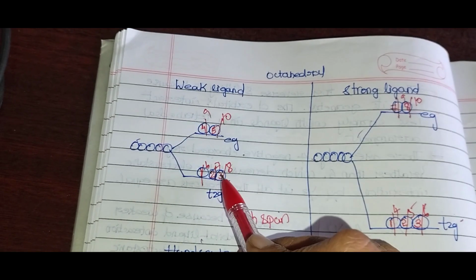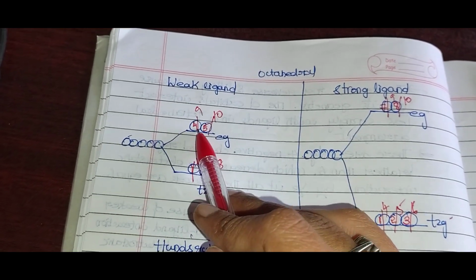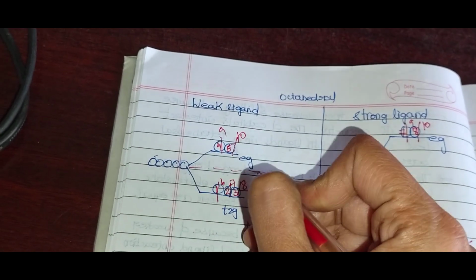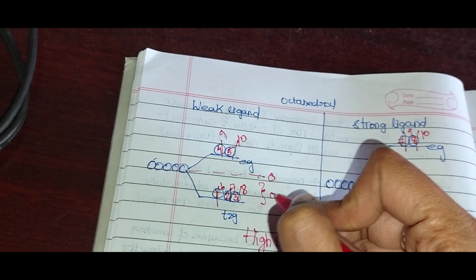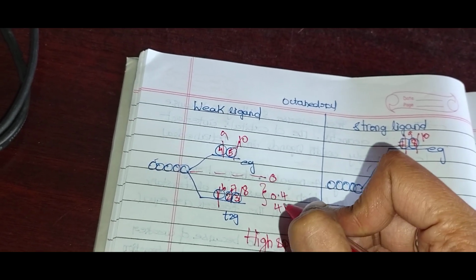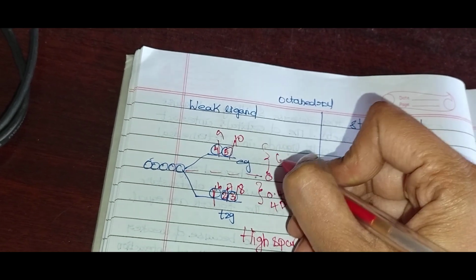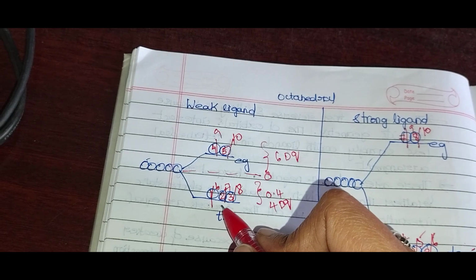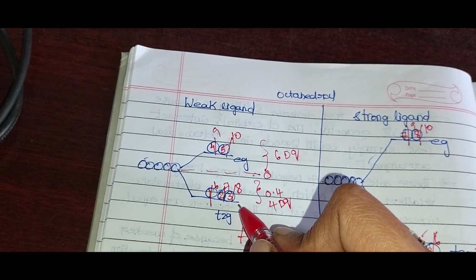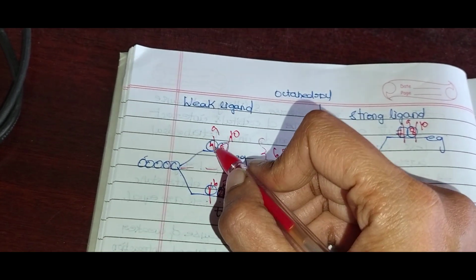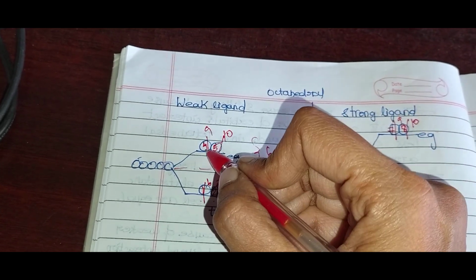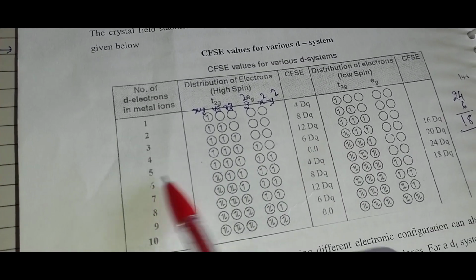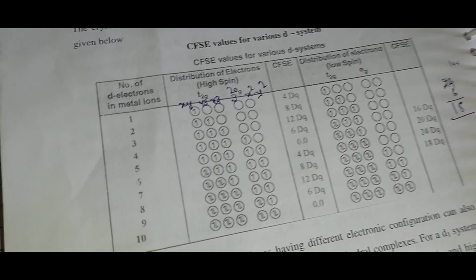So when it contains 4, then what happens? Here 1, 2, 3, 4. As we know, it is 6 Dq. So when 1 electron 4, 2 electrons 8, 3 electrons 12. When it comes to the 4th electron, here it is 6 Dq. And when all are singly occupied, then it will be 0.